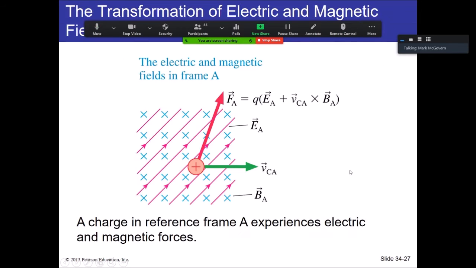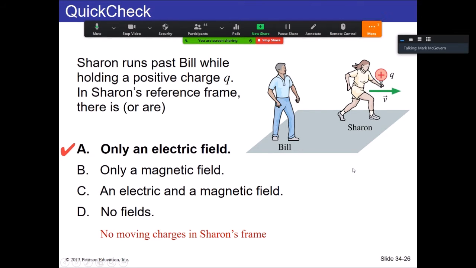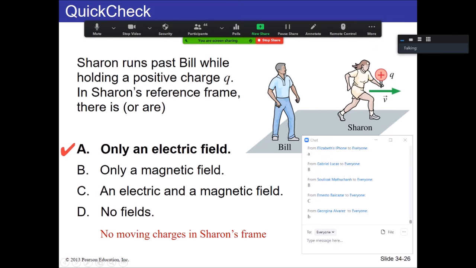Electric field only, right? The magnetic field would be caused by a moving charge. Sharon doesn't say there's a moving charge, so there would only be an electric field here. Okay, good.